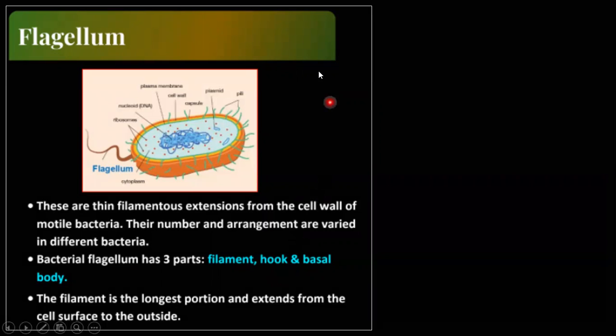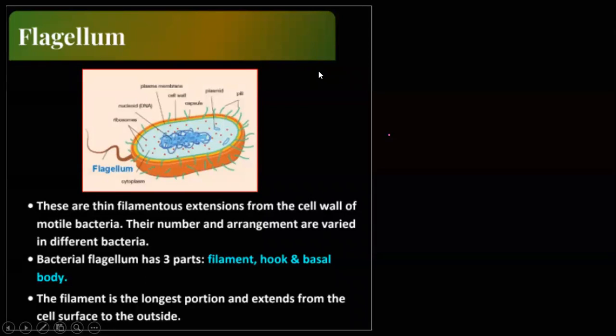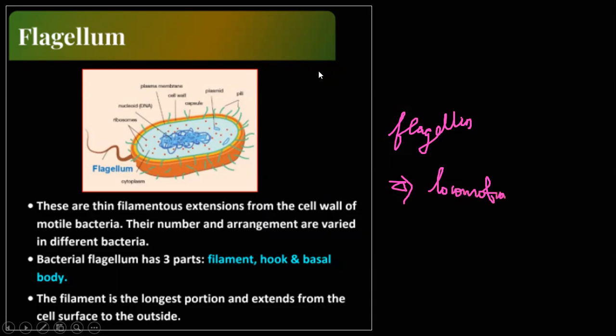Okay, so this flagellum is made up of a protein known as flagellin. And what is the purpose of the presence of this flagellum? The purpose of this flagellum is locomotion. Clear with that? So the filament is the longest portion and extends from the cell surface to the outside. So look here, from the cell surface to the outside. So this long part is known as the flagellum, and the longest part is known as what?